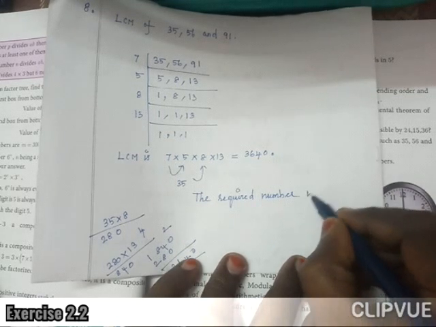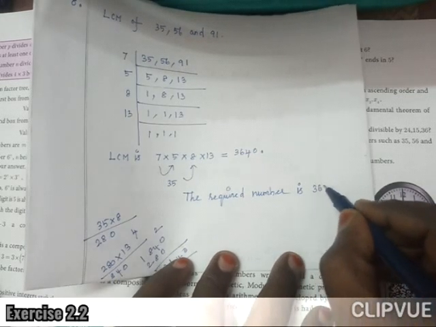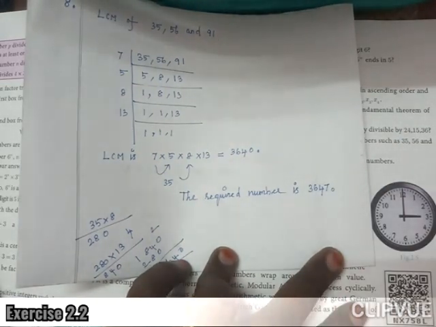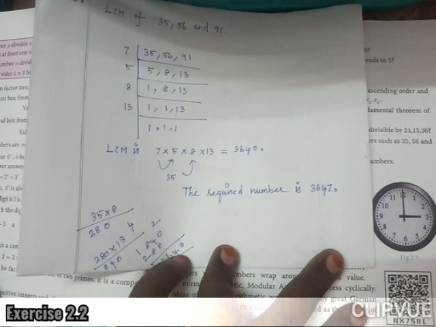So the required number is 3640, and if you add 7, it means 3647. So 3647 is the smallest number which leaves remainder 7 in each case. Okay.